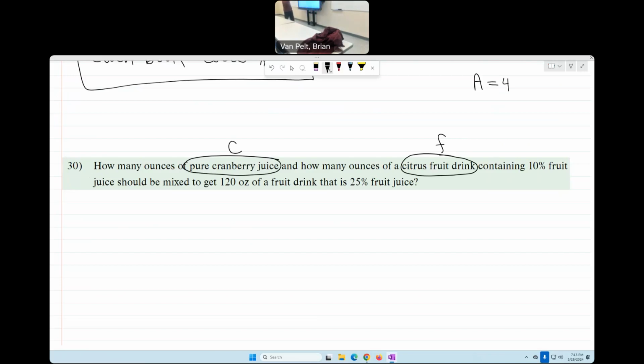Well, let's start with this. Can you give me an equation for that part? C plus F equals 120. That's right, that's the total amount that's in there, right? C plus F equals 120. Remember, we need a second equation though.